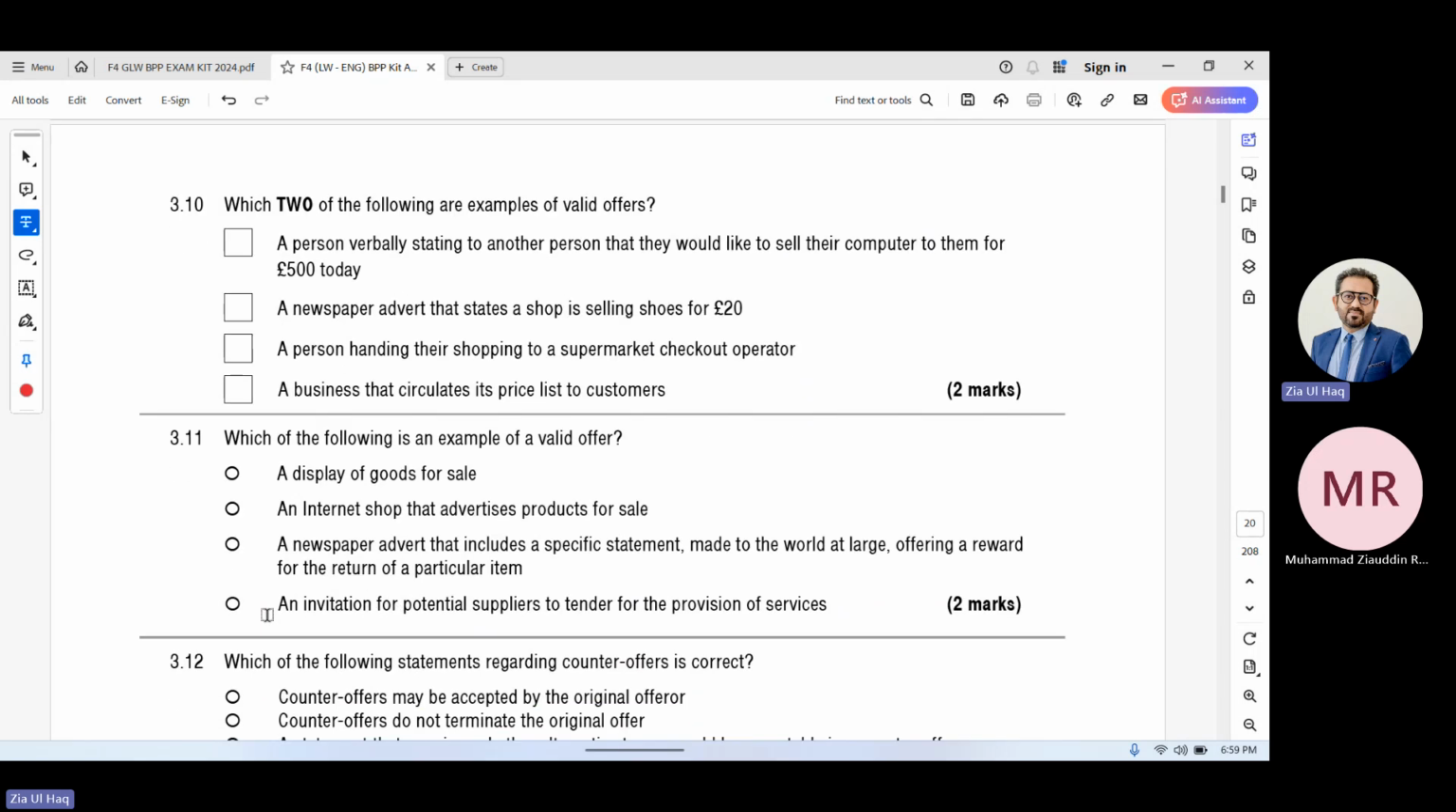3.10, which two of the following are examples of a valid offer? A person verbally stating to another person that they would like to sell their computer to them for 500 today. If the other will accept, there will be a contract. So this is a valid offer. One is a valid offer.